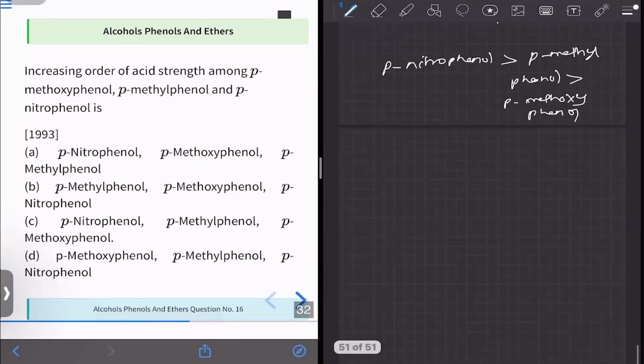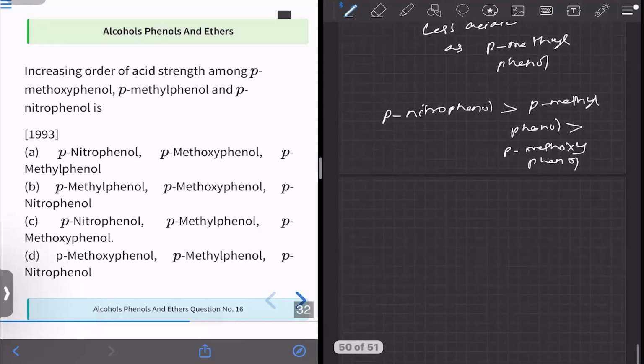Option A includes nitro, methoxy, and methyl, so it is wrong. Option B includes methyl, methoxy, nitro. It is wrong. Option C includes nitro, methyl, methoxy. Wrong. Option D includes methoxy, methyl, and nitro. Option D is correct.